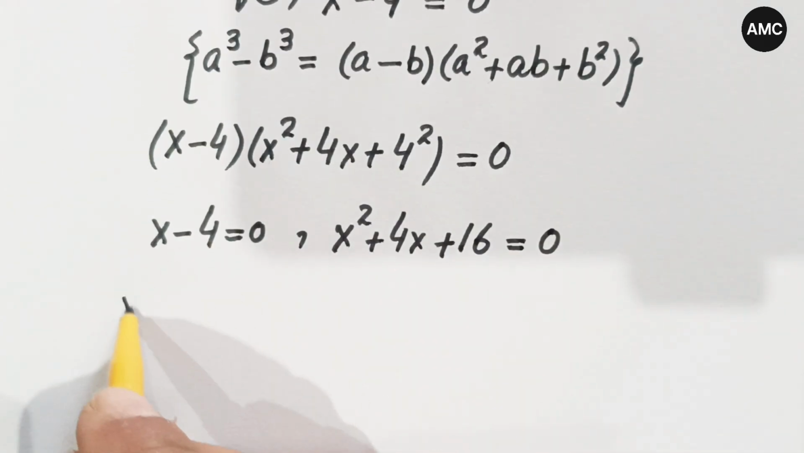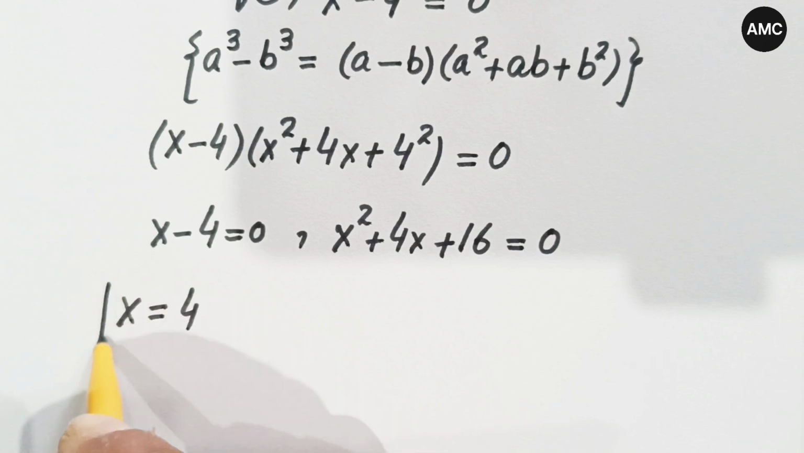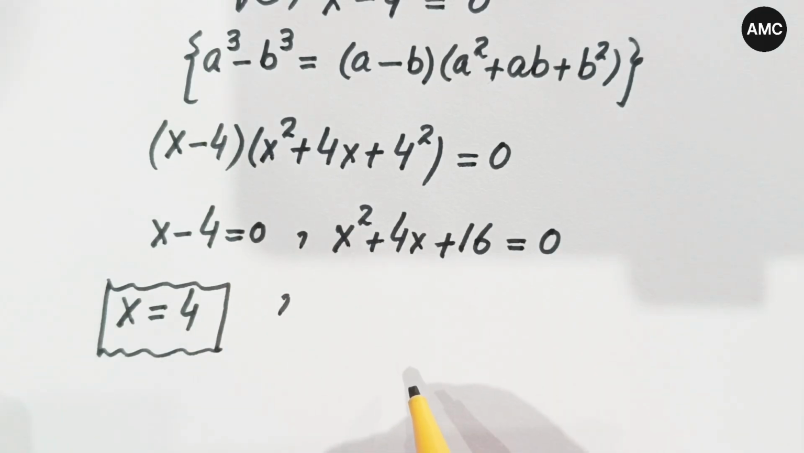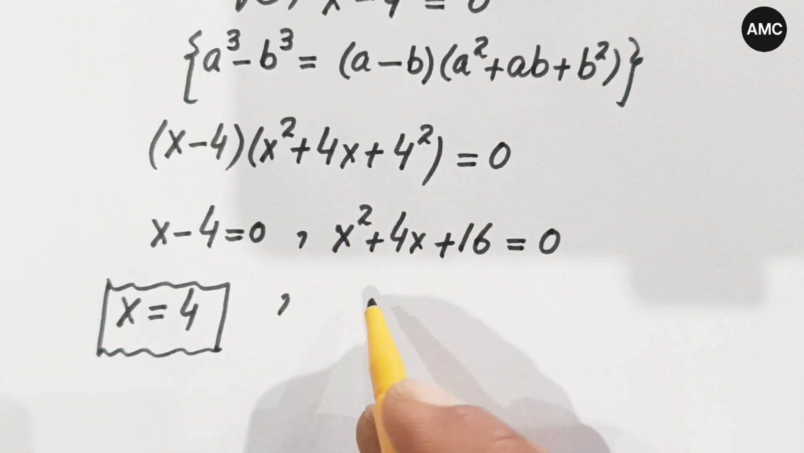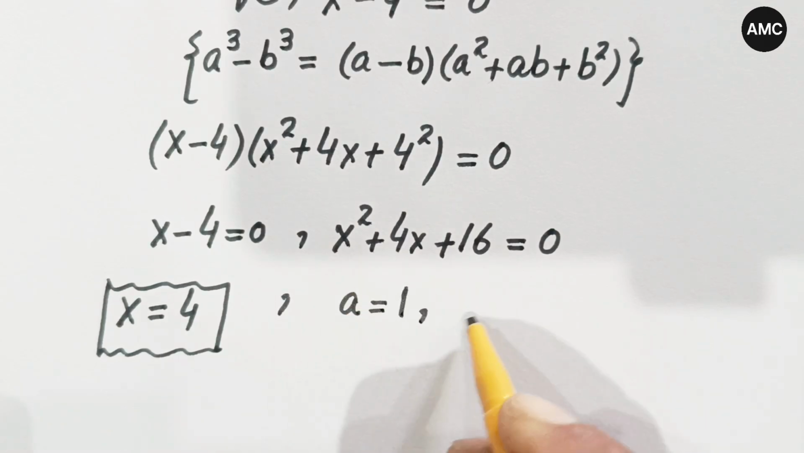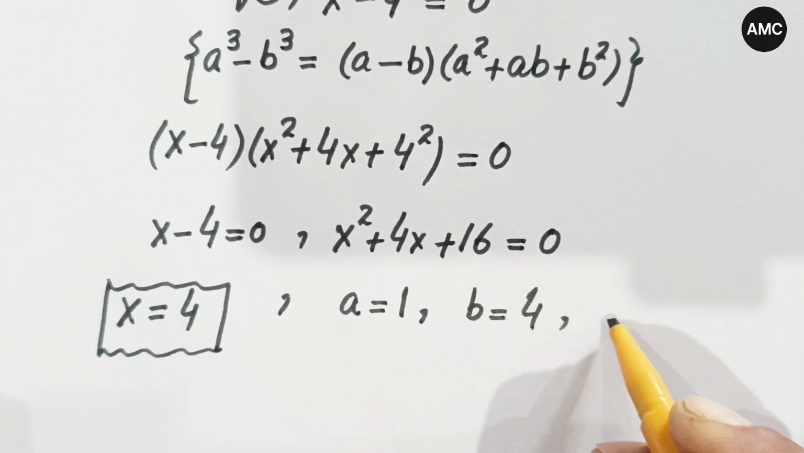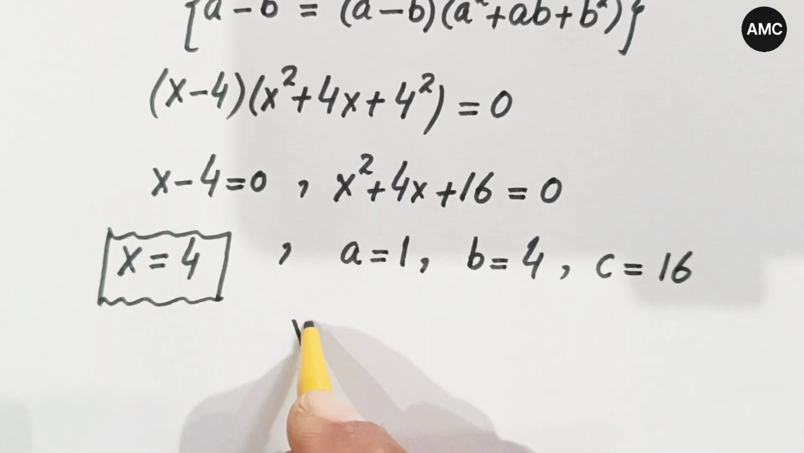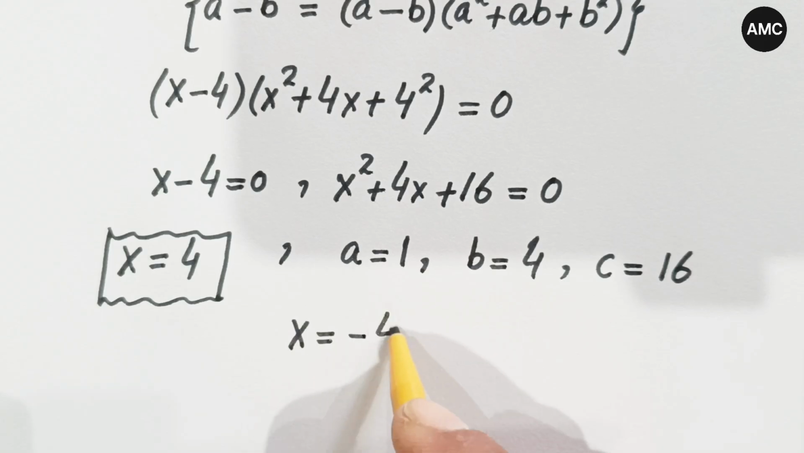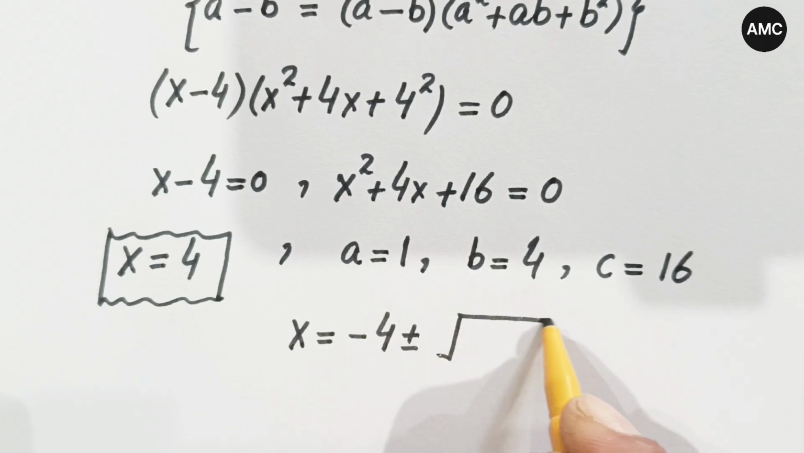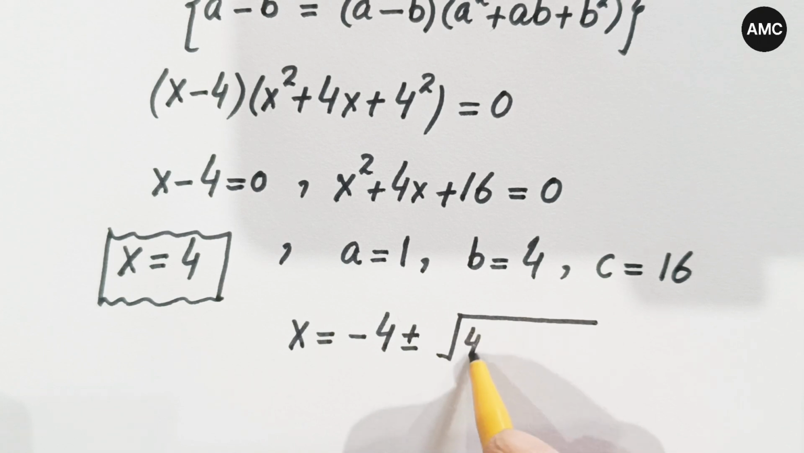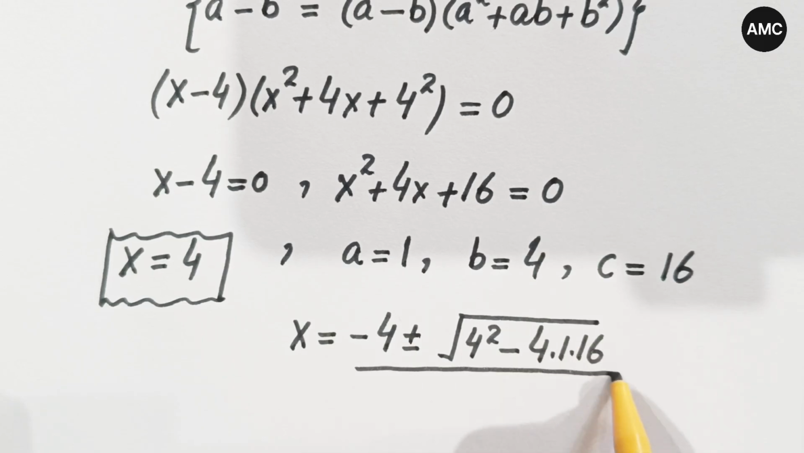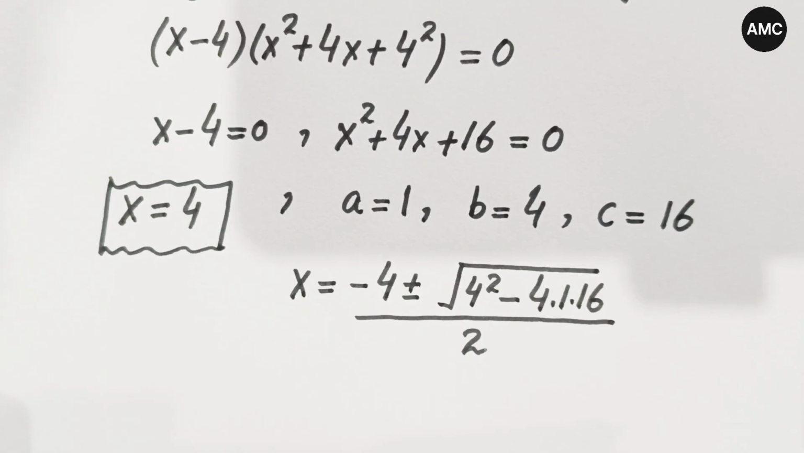Now from this one, x is equal to 4. It is a real solution of x. From equation 2, it is a quadratic equation, so we are going to solve this equation by the quadratic formula. a is equal to 1, b is equal to 4, and c is equal to 16. By using the quadratic formula, x is equal to minus b, which is minus 4, plus minus square root of b squared, which is 4 squared, minus 4 times a is 1, c is 16, all over 2 times a is 1, so 2 times 1 is 2.